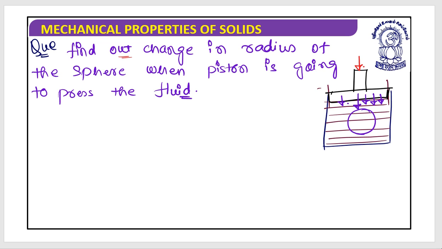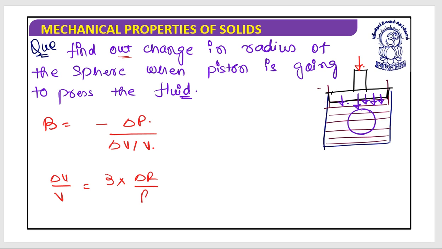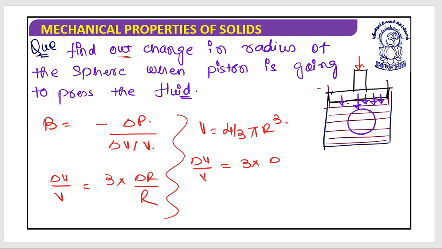So what I can write is B is equal to minus of delta P divided by delta V by V. I understand that delta V by V could be written as 3 times delta R by R. Are you okay with this? Let's look at this. It's the volume of the sphere, 4 by 3 pi r cube. From this we understood that delta V by V is equal to 3 times delta R by R.